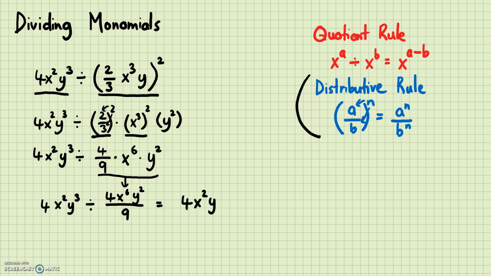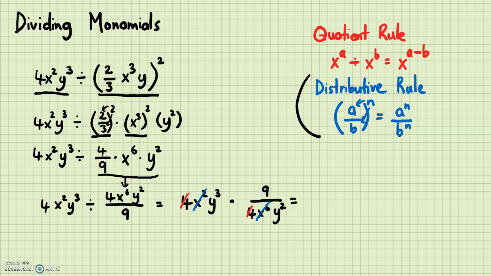4x squared y cubed. We changed this to multiplication, and then we flipped the fraction. So the 9 will go on top. The 4x to the 6 y squared will go on the bottom. And now we can cancel a bunch of things here. We can cancel the 4 with the 4. We can also cancel the x squared and the x to the 6.